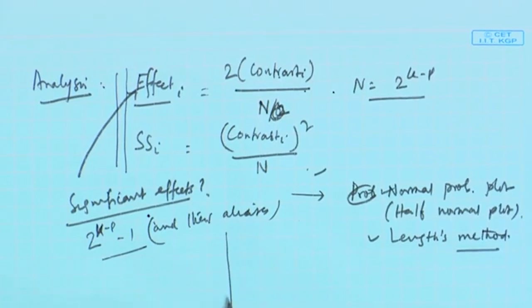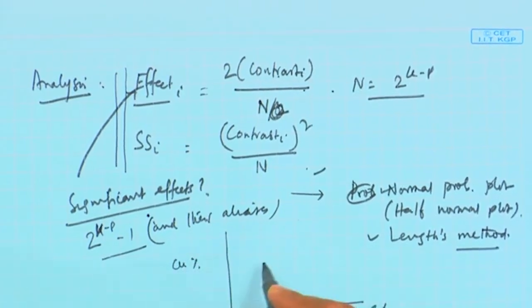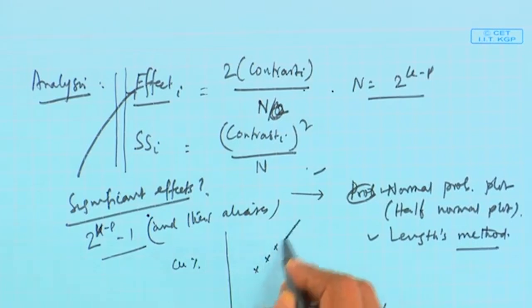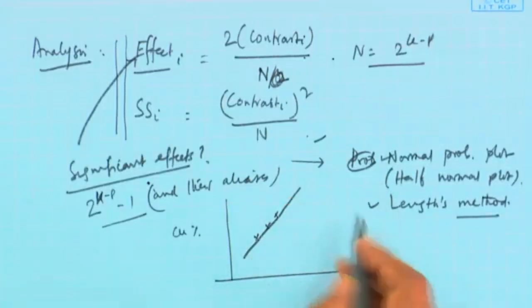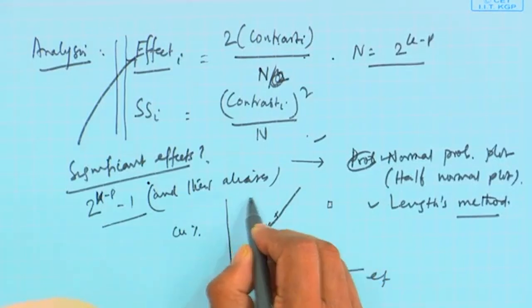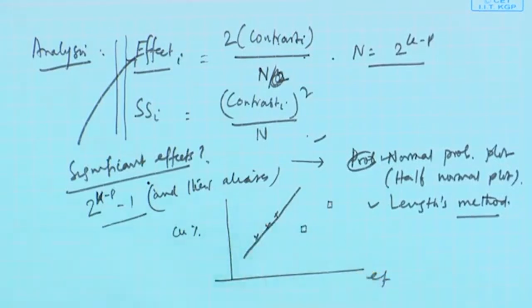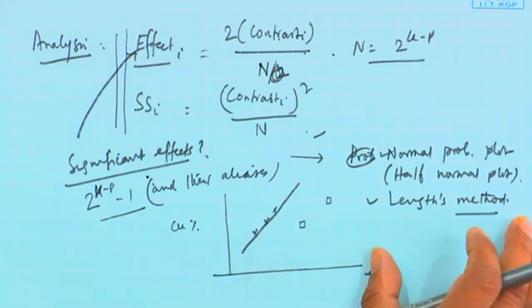And we have shown that this is cumulative percentage and this side effect, then the effects which are basically along this straight line, they are insignificant. There will be some effects here and there which may be significant. So that is what our normal probability plot is.